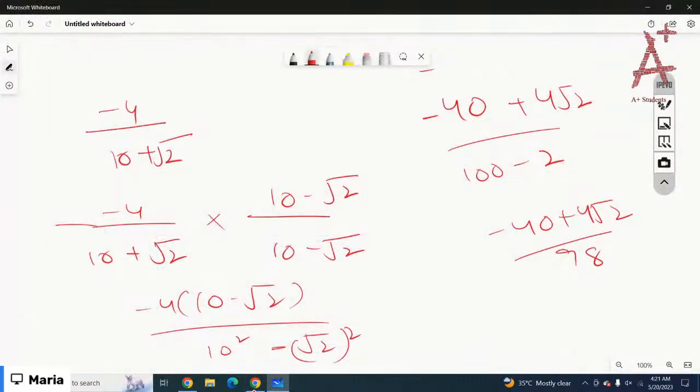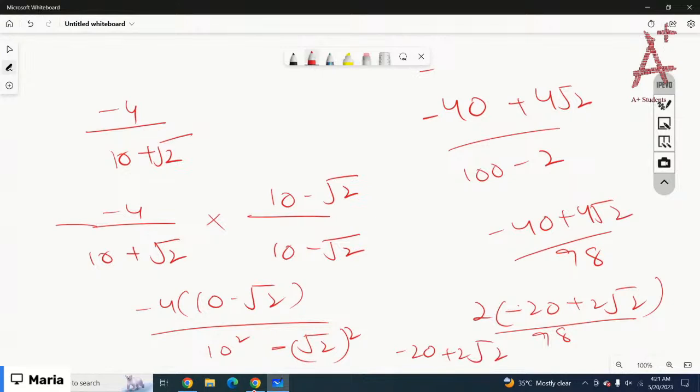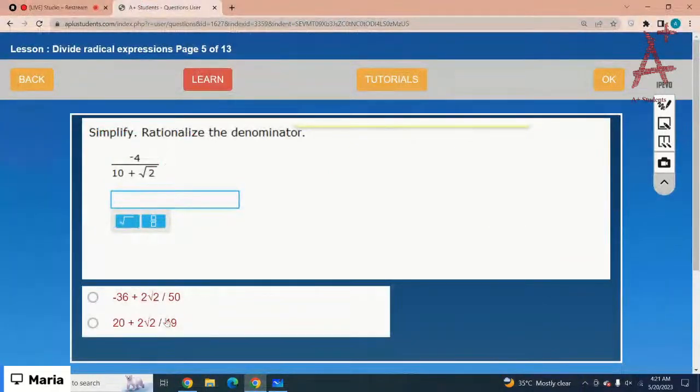You can take common 2 from the numerator: 2 times negative 20 plus 2 square root 2, divided by 98. So 2 divided by 98 is 49. It would be negative 20 plus 2 square root 2 divided by 49. So the correct option is option number 2.